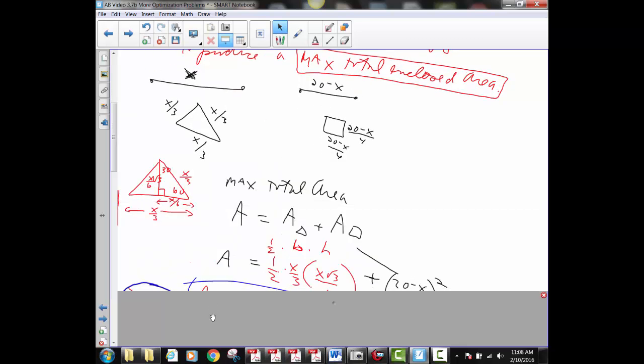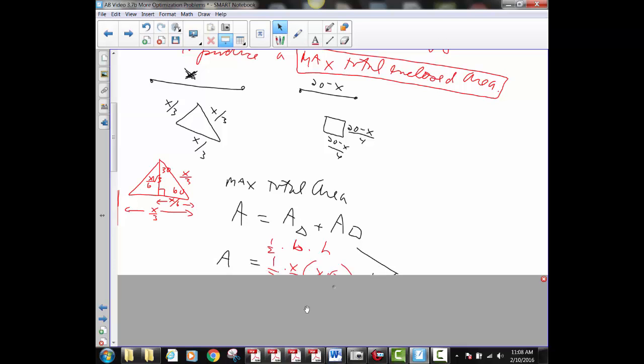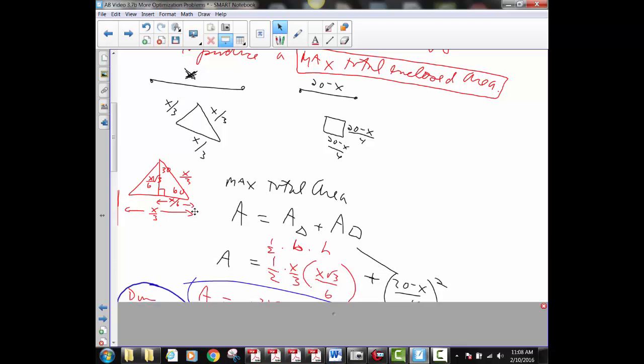I want to maximize the total area, which means I want to maximize A, equal to the area of the triangle plus the area of the square. Now, the area of an equilateral triangle, I don't know if you know that formula, but I don't. If I drop the altitude, it's also the angle bisector, so I've created a 30-60-90. It's also the median, so this x over 3 gets divided into two congruent parts, so that's x over 6. And then this is 2k, this is k, this is k root 3. So the height is actually x root 3 over 6.